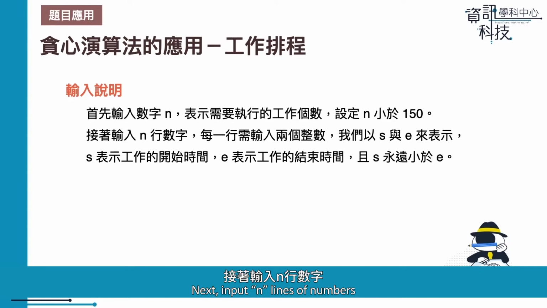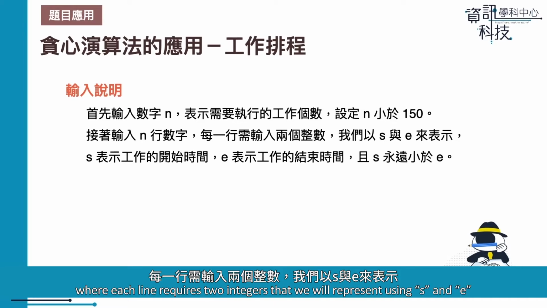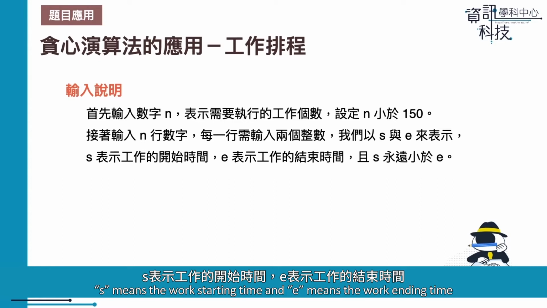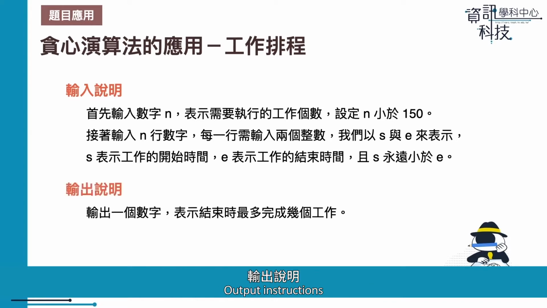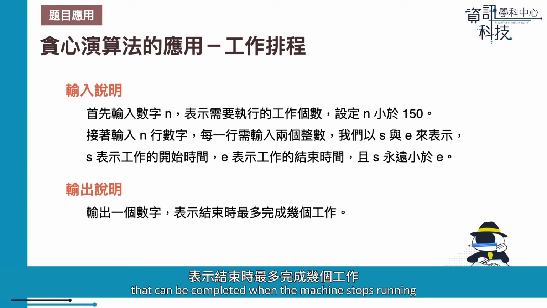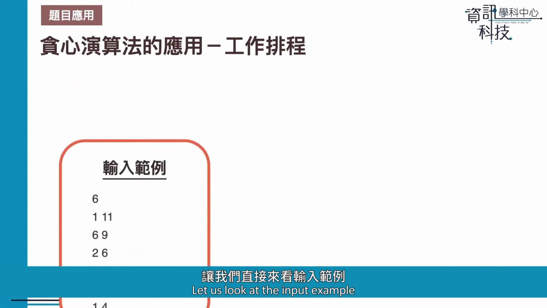Next, input n lines of numbers, where each line requires 2 integers that we will represent using s and e. S means the work starting time, and E means the work ending time, and S must always be smaller than E. Output instructions. Output a digit to represent the maximum number of jobs that can be completed when the machine stops running. Let us look at the input example.